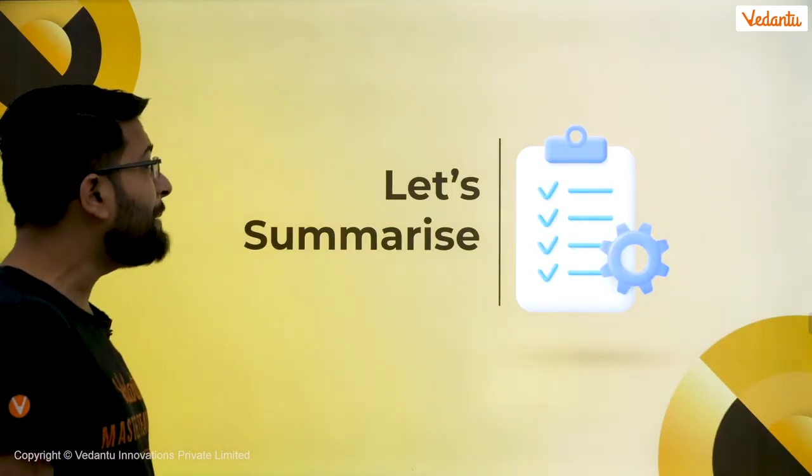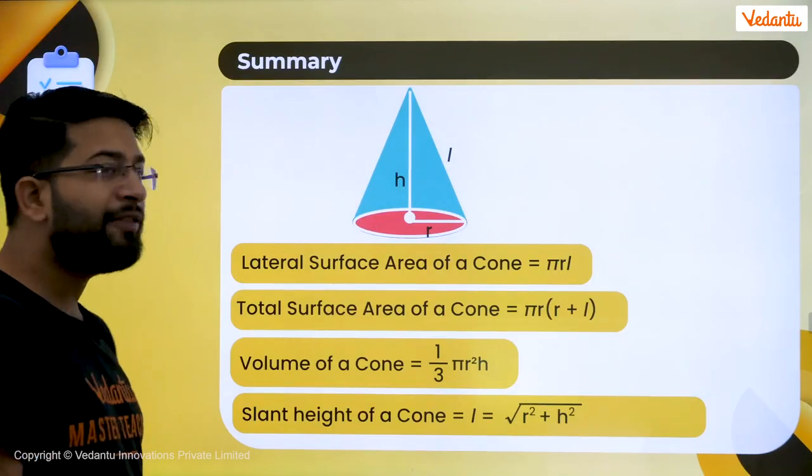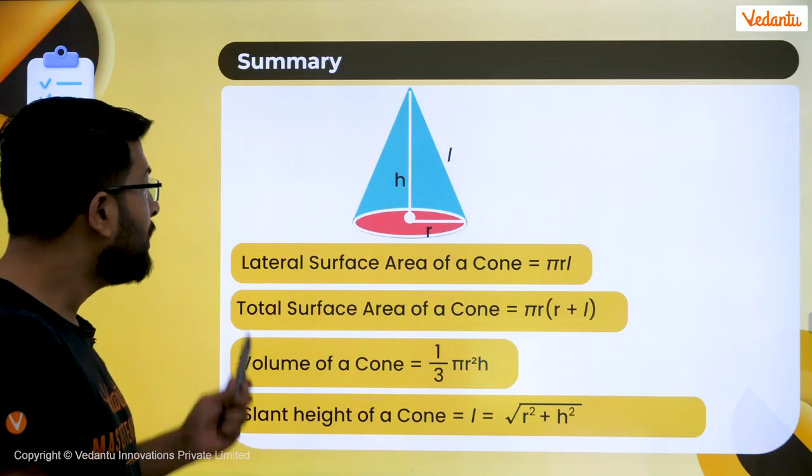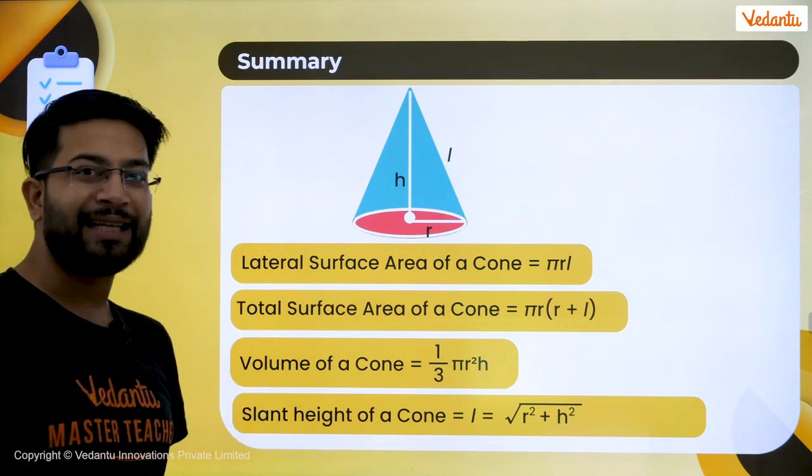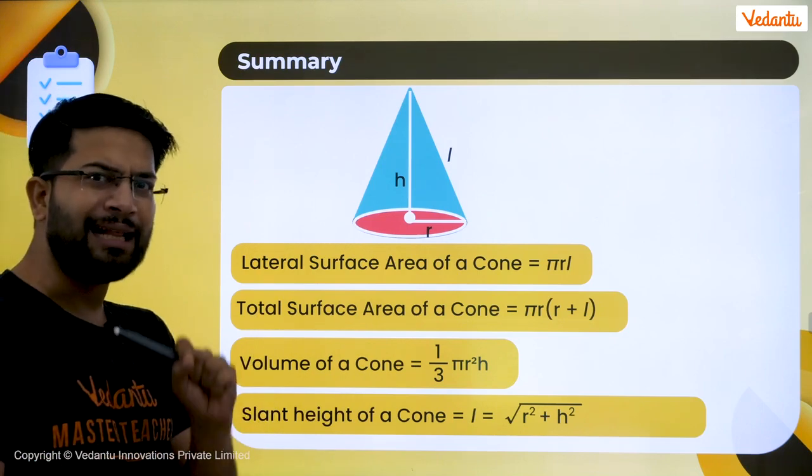Very good. So now, champ, let's summarize our class. In this class, we have seen the lateral surface area, total surface area of the cone, the volume of the cone, and what is the relation between slant height and the radius of the cone.